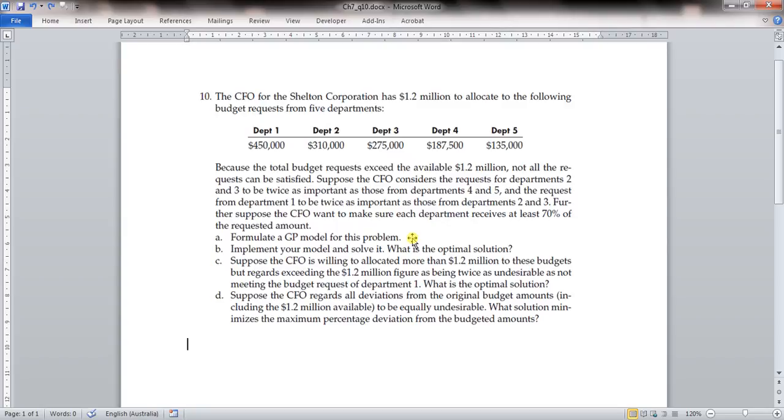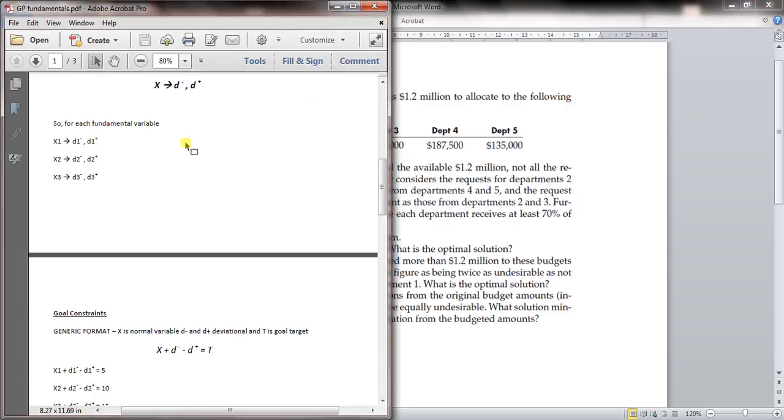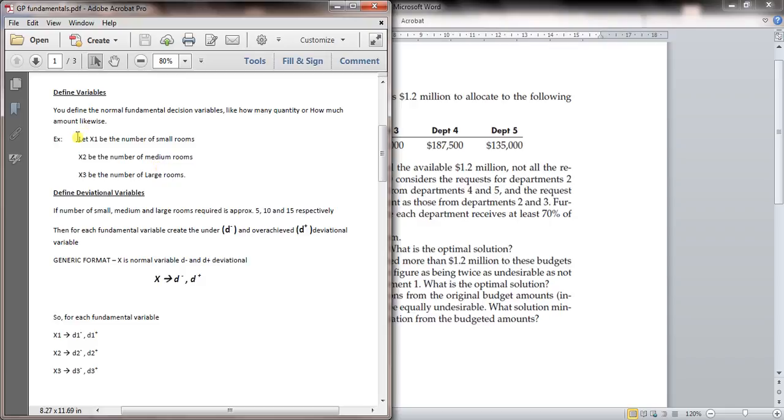The typical question is, why is it a GP problem? The amount requested may not be the same as the amount allocated. So they want 450,000, but they will get somewhere approximately close to that. They won't be getting exactly the same amount. This has all soft constraints. Here you can see this is at least 70% of the requested amount. So in a GP model problem, what are our normal variables? We have normal fundamental variables, along with that 2 associated deviational variables.